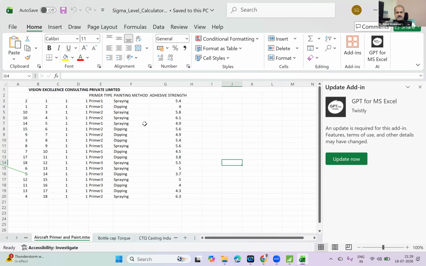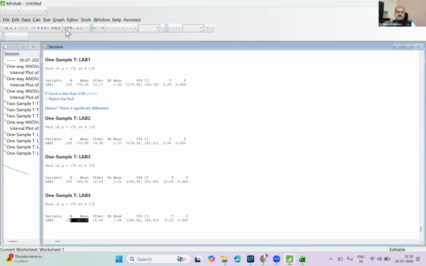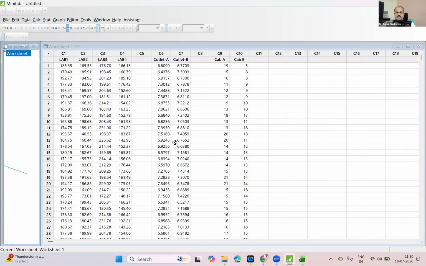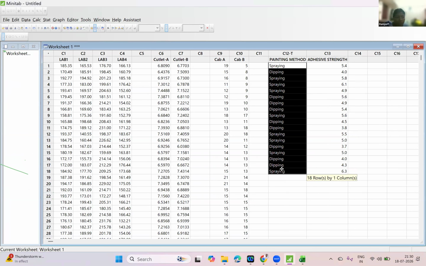Now let us do one more example. See here, the dipping painting method is there, the spraying painting method is there: dipping, spraying, dipping, spraying. The right side is adhesive strength. I copy this data, go to Minitab, go to the worksheet, and paste the data here. Painting method, how many painting methods? Only 2: dipping and spraying. And adhesive strength is a measured value.